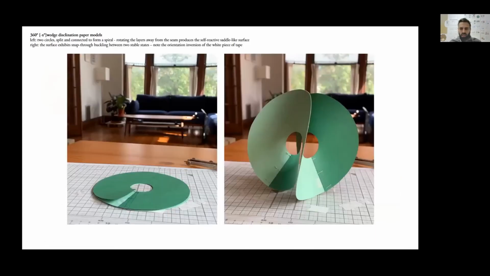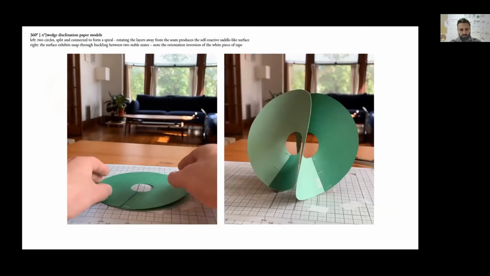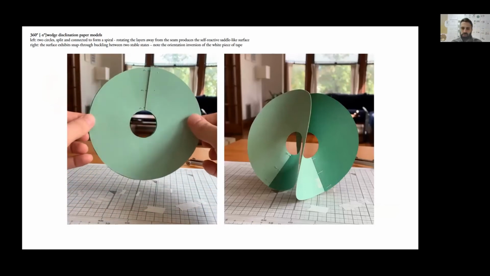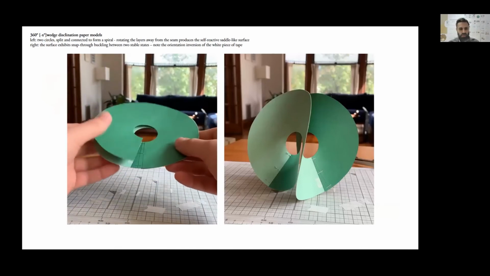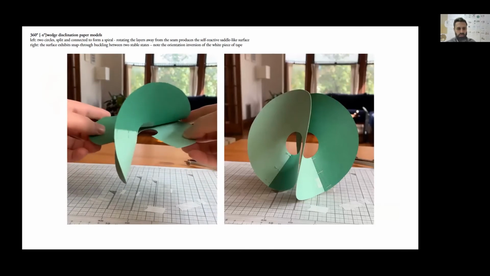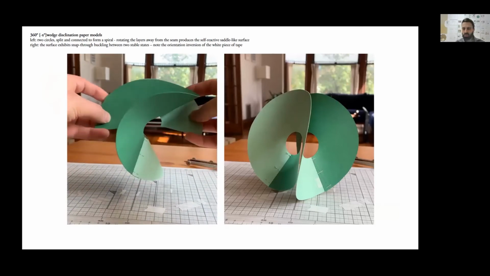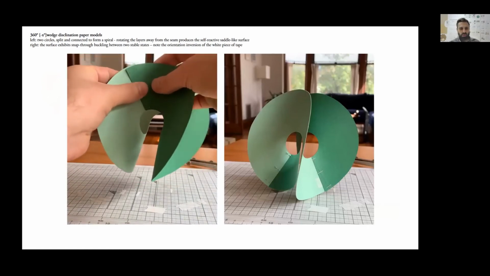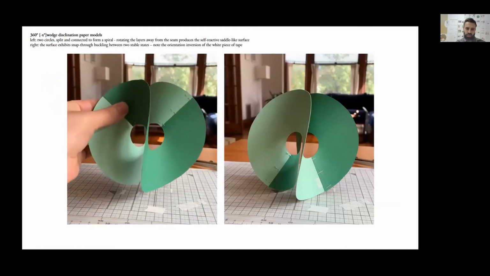Okay, so a little bit about how this works. Here's a paper model version of our own. Here we can see two circles connected to form a spiral, and rotating the edges away from one another to reconnect the two ends of the spiral results in this saddle-like surface that we described earlier. So the result here is the same as inserting an entire disk into the gap of the other.